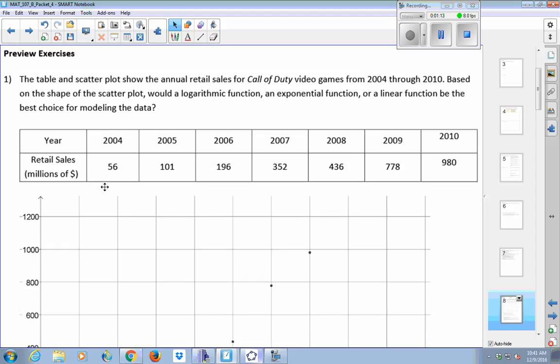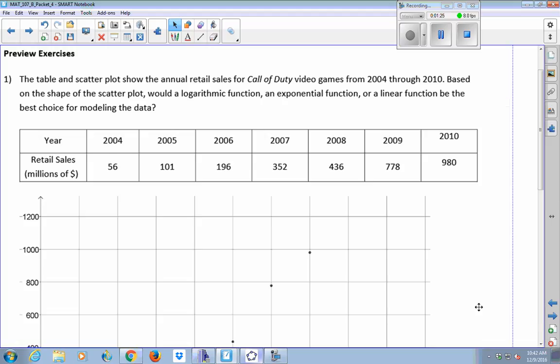This is a scatter plot. Those of you who are into video games, do you know the video game Call of Duty? Okay. All right, I don't know anything about it. So this shows a scatter plot beginning in the year 2004 through 2010 of the retail sales of the Call of Duty video game. And so we're going to be working more on this next Wednesday.